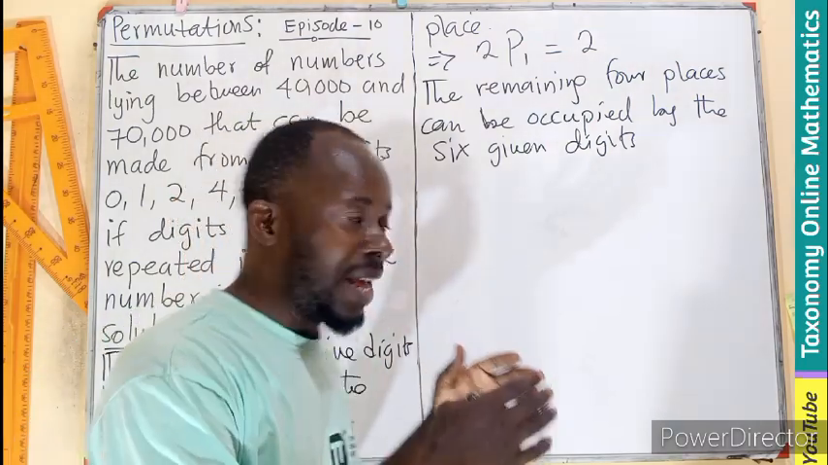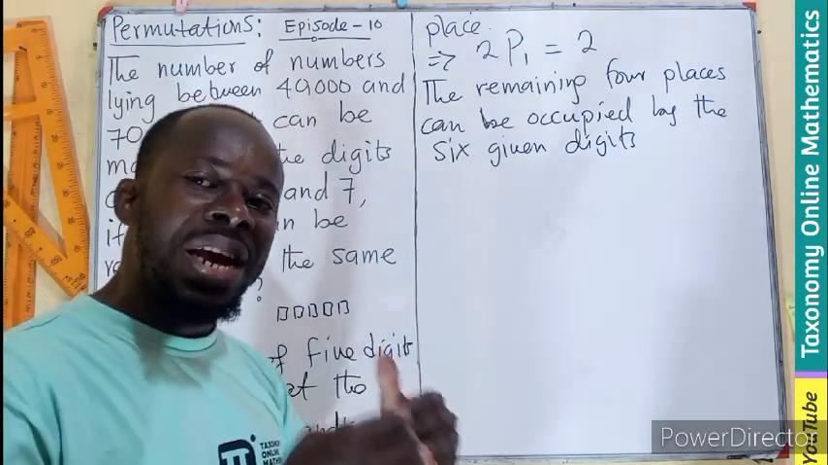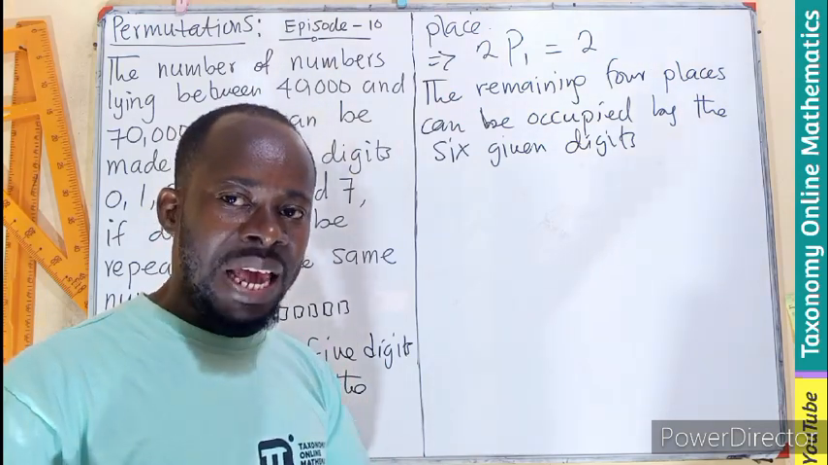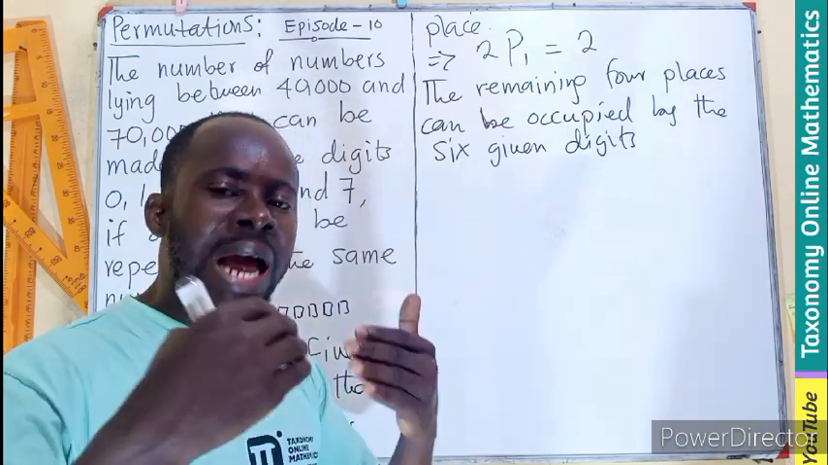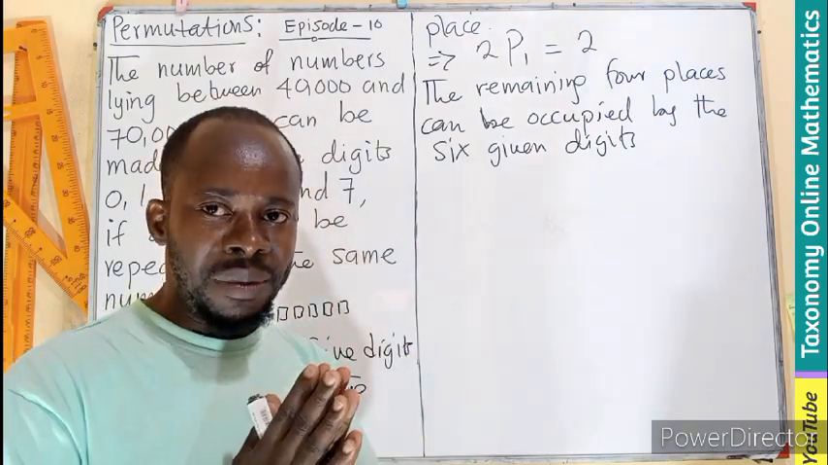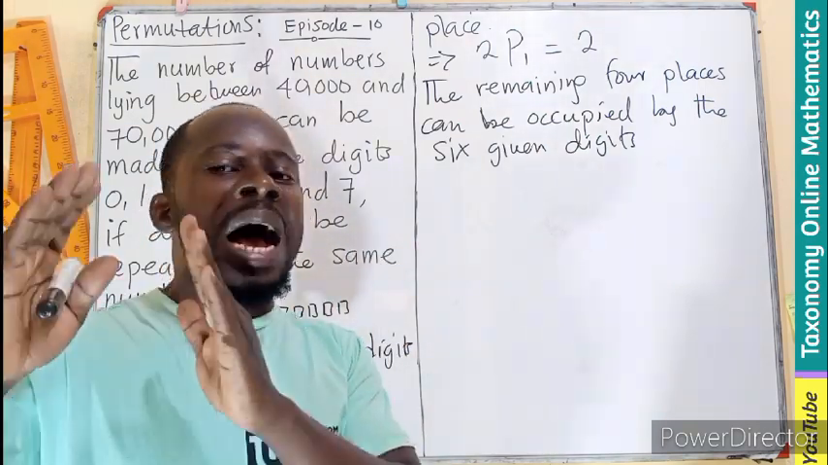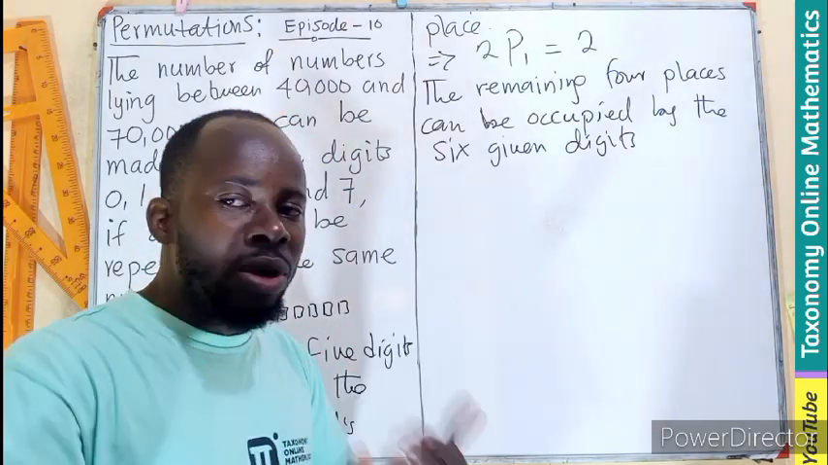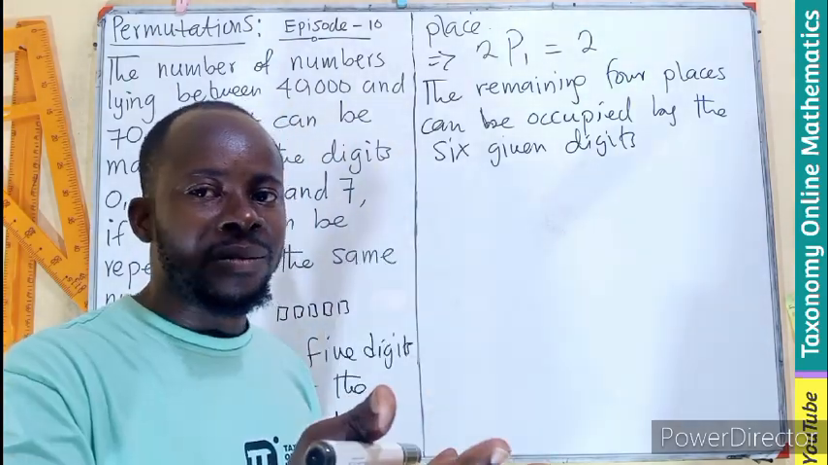Remember episode number 9, where we dealt with permutation where repetition is allowed. We say that if repetition is allowed, and I have n different objects to pick from, and I am picking, let's say, r number of them, that simply means that I have an exponent of n to the power r.